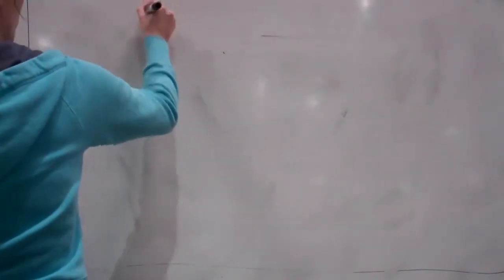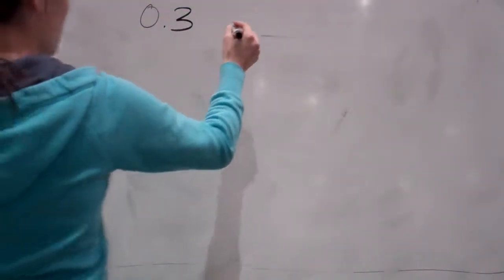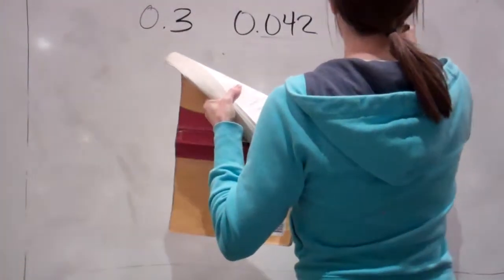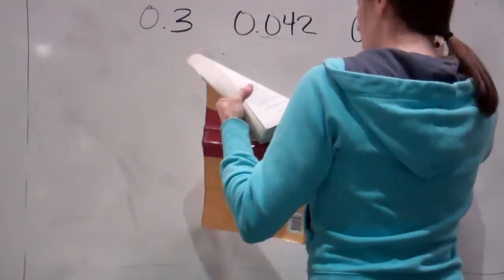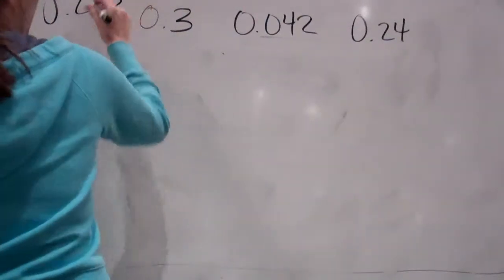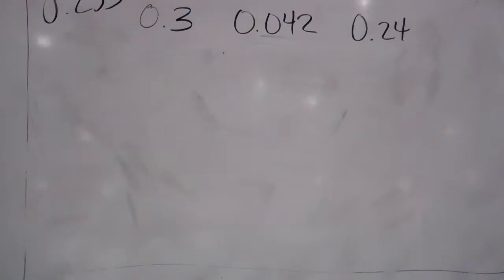We're going to arrange from least to greatest these numbers. 0.3, 0.042, 0.24, and 0.235. Those are the 4 numbers. Who thinks they know what my first step should be? Yes, Esther. Okay. You have to line up the decimal. We're going to line up the decimals.